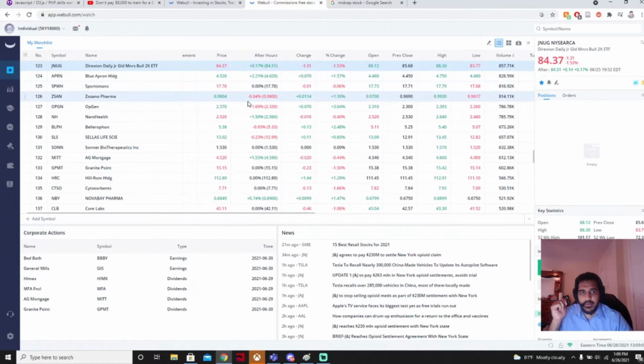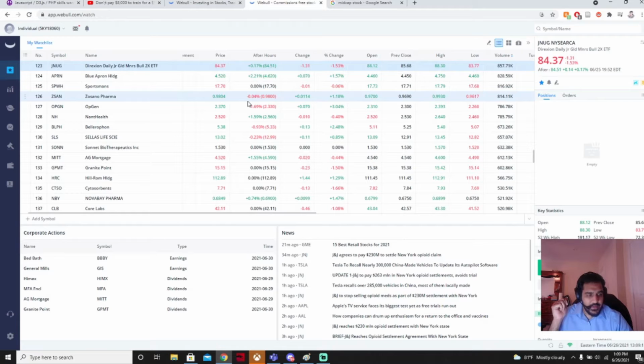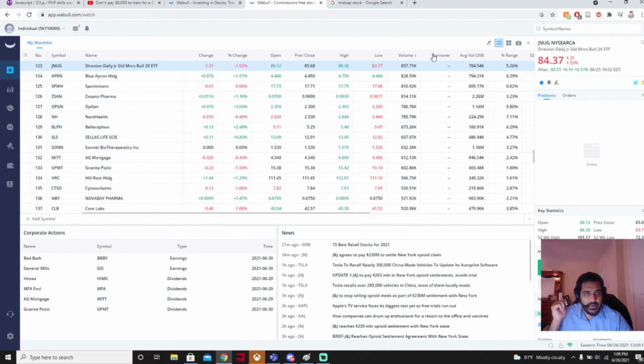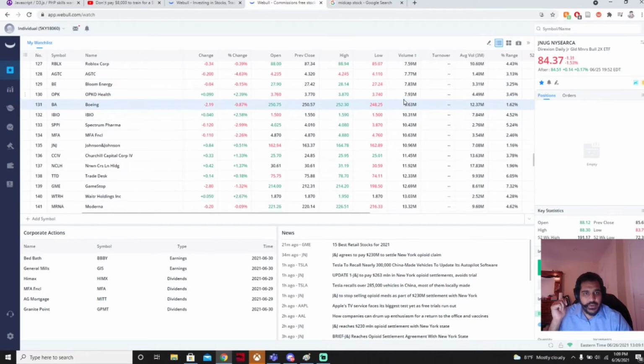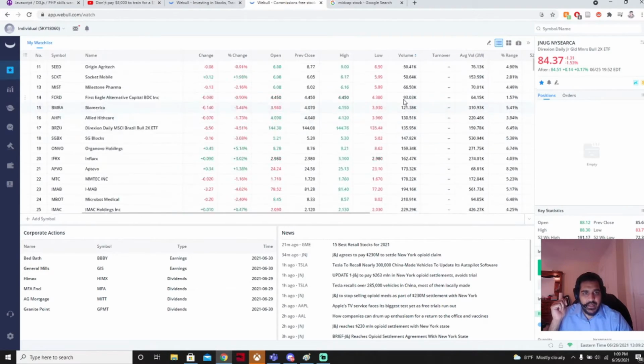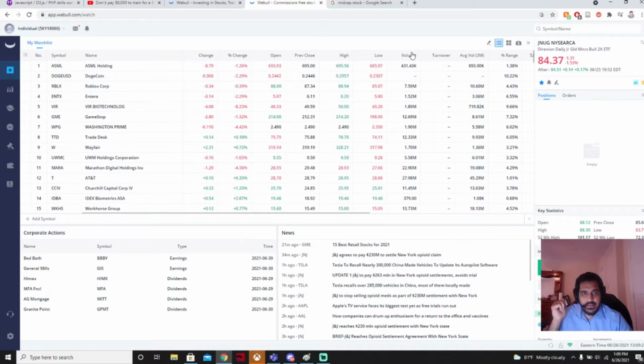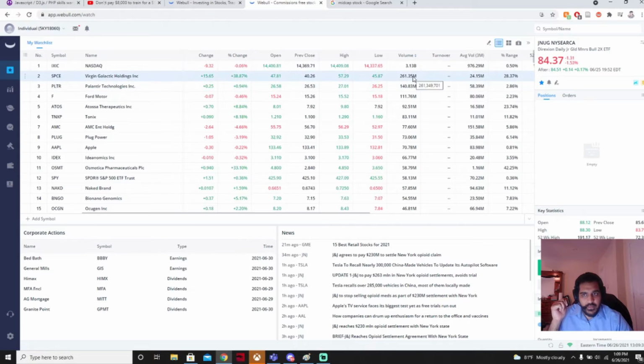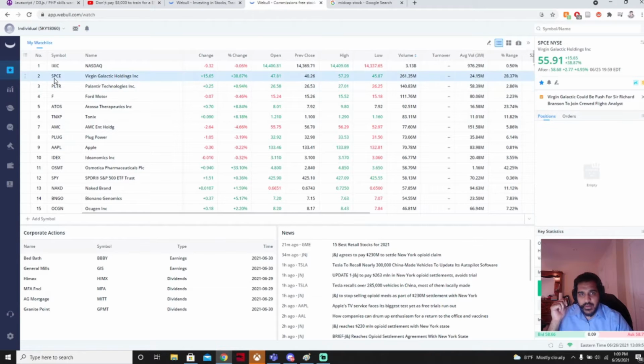Now, what else did we want to talk about? We talked about mid market cap. We also want to talk about volume. You want to make sure that the stock has a high volume. In this case, we are going to inverse it, and we see that ASML, Dogecoin, Roblox have a high volume. Okay, so here, this is in terms of volume. It turns out that AMC was not the biggest by volume on Friday, but you'll have Space, you'll have Palantir. You can click on them.